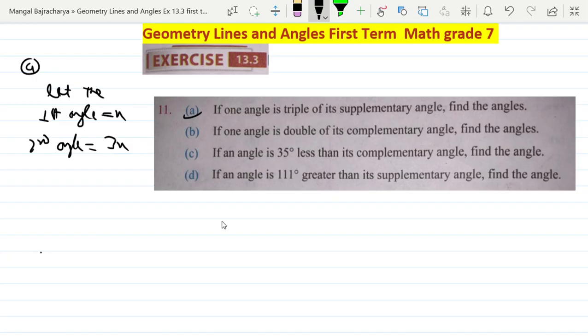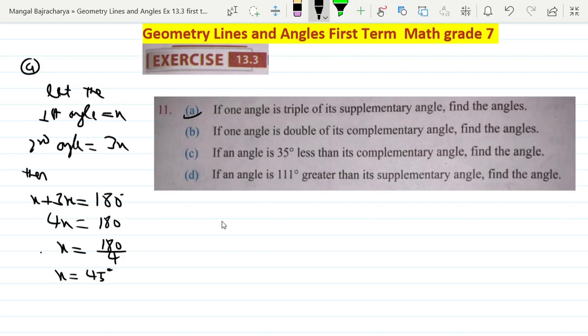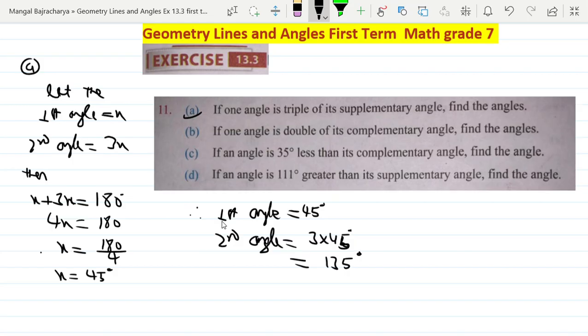As these angles are supplementary angles, their sum must be 180 degrees. So we say x plus 3x equals 180 degrees. You get 4x equals 180 degrees, so x is 180 degrees by 4, and obviously it's 45 degrees. So the first angle equals 45 degrees. Then the second angle is 3x, it means 3 into 45 degrees. So this will give you 3 times 5 is 15, 3 times 4 is 12, 12 and 1 is 13, so 135 degrees is the second angle.